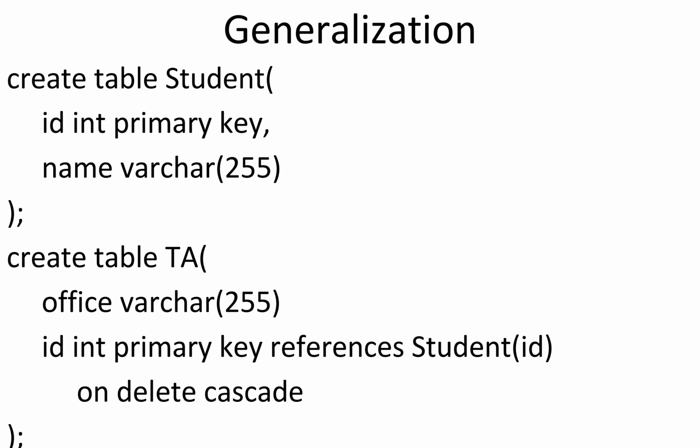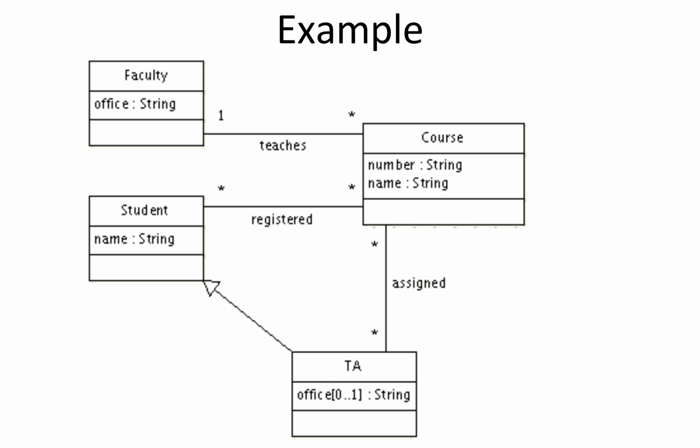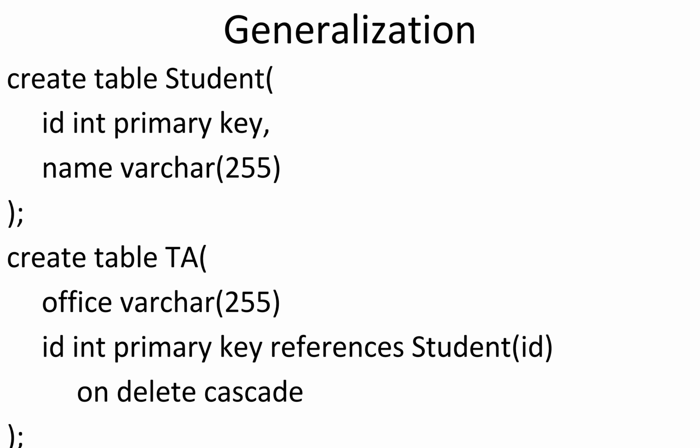But let's take a couple more. Let's look at the student. Student seems to be a base class that only has a name and a primary key. There it is, right? And then TA, and notice that the way we're going to implement it is that it's going to have a primary key, right, that is also a foreign key. See that? It has this ID, has exactly the same name. It is a primary key, but it's also a foreign key, right, that references the student ID.